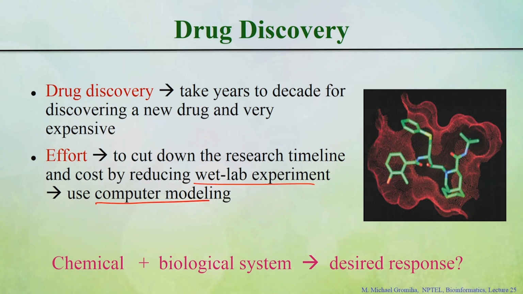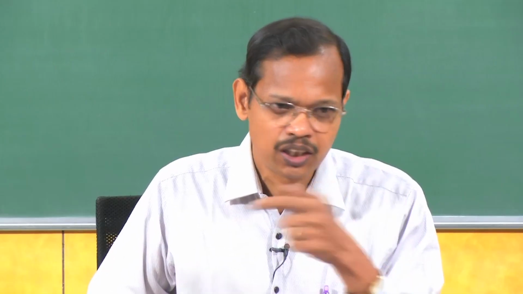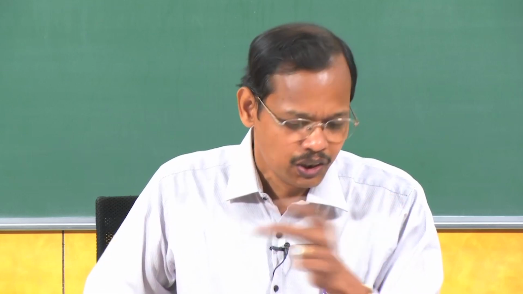For example, we have chemicals, say ligands, which in a biological system may interact with different types of proteins. Whether they give the desired response or not, it should work, but it should not give any side effects, and it should not be toxic. So bioinformatics can help to identify at least the initial set of compounds, the lead compounds.